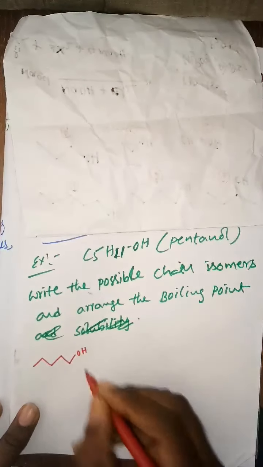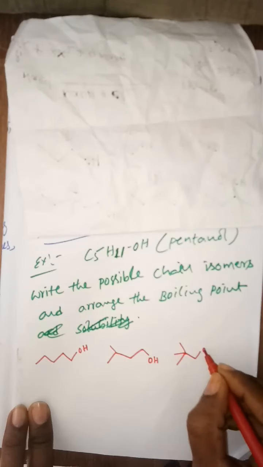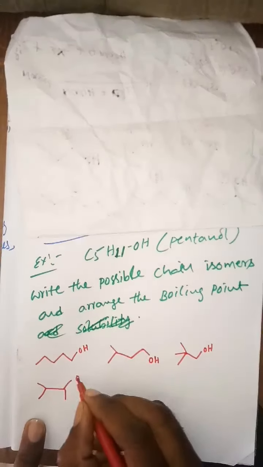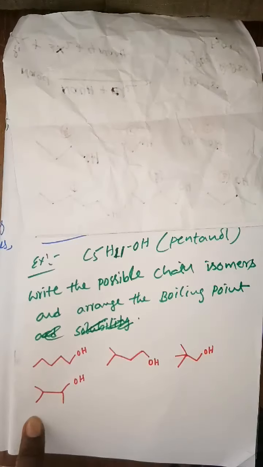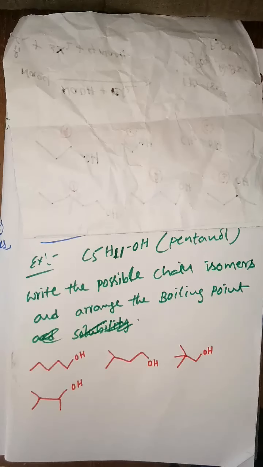So pentanol means 1, 2, 3, 4, 5 OH. This is the second possible one, 1, 2, 3, 4, 5 OH, and 1, 2, 3, 4, 5 OH. This is another one. So 5 chain isomers are possible.